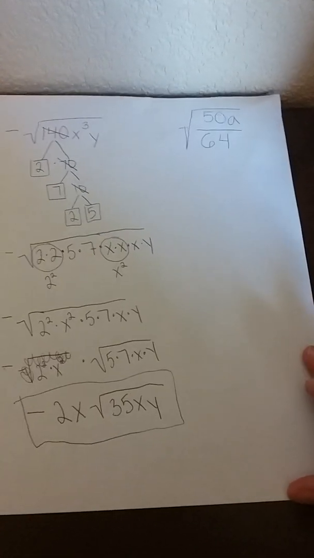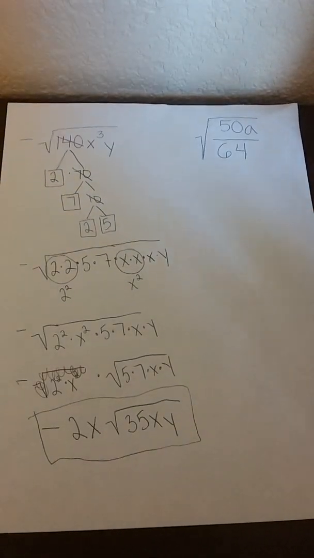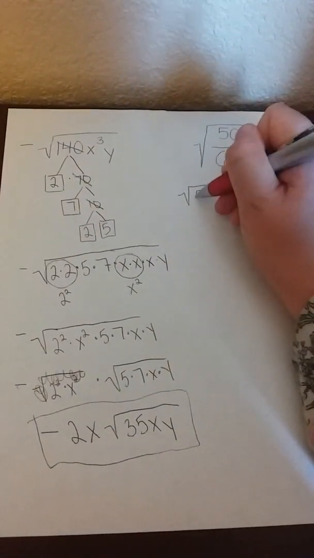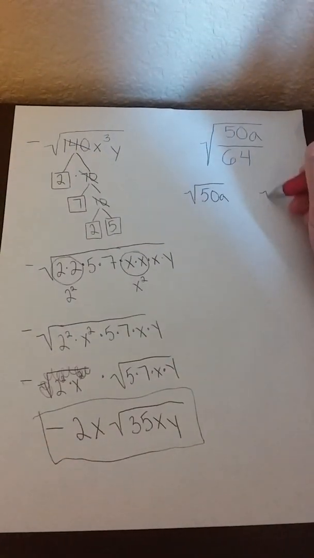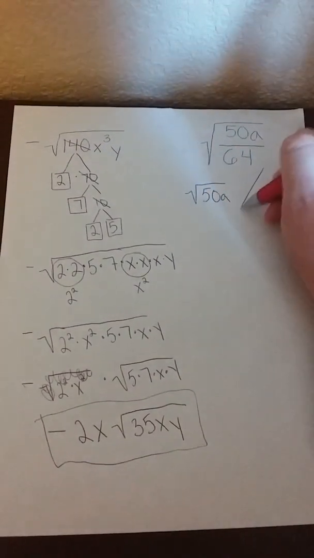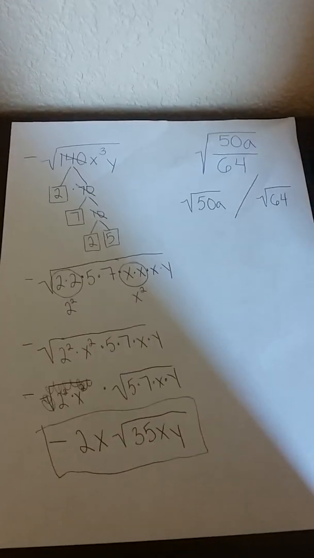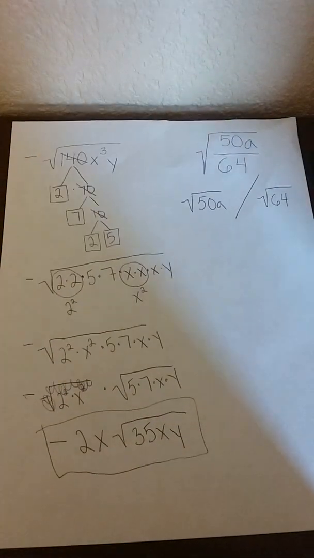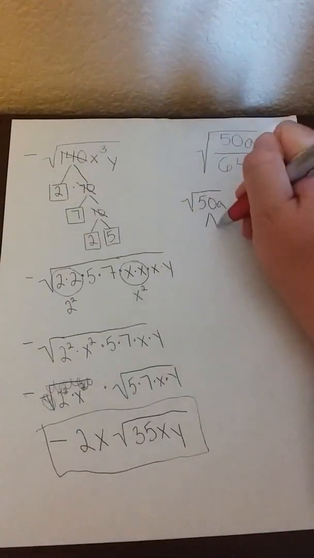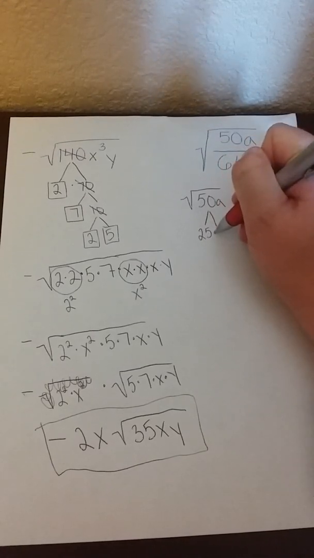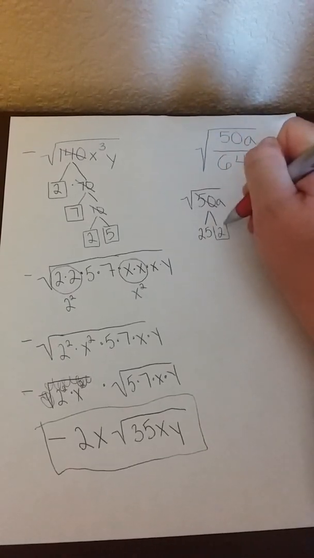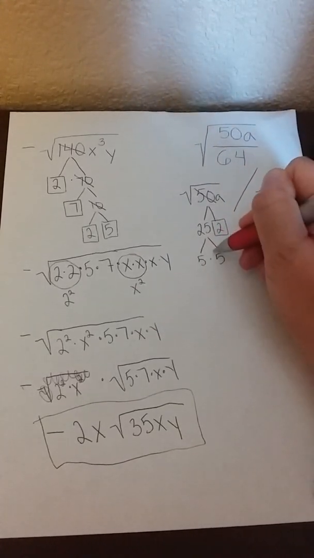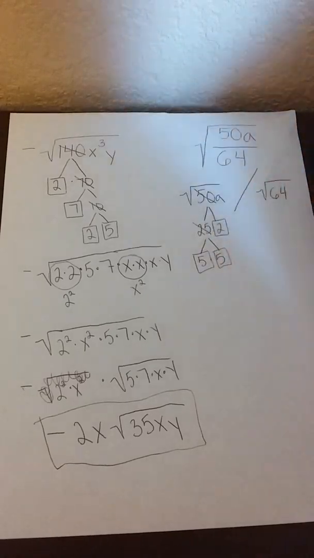Let's look at our last one. So our last one is a fraction. And when you have a fraction, you just break it down into two parts. So I have square root of 50a and square root of 64. And I'm just going to put a slash in between them to show that one of them's the top of the fraction and one of them's the bottom. Okay, we're going to break them down separately. So 50 is 25 times 2. Broke it down. 25 is 5 times 5. And I broke it down.